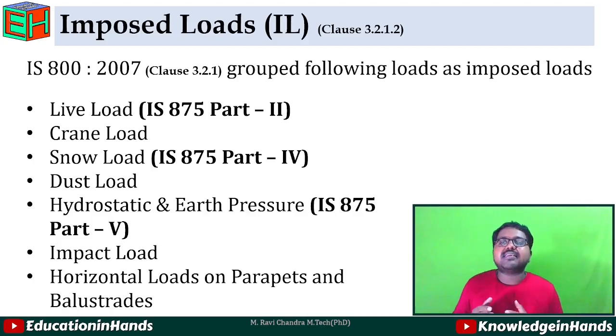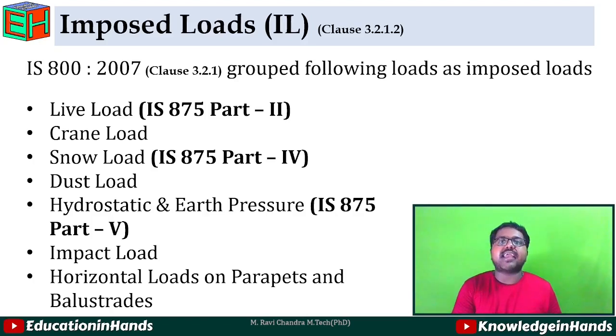So the first one is live load. Live load means, in a building, the furniture and the habitants living there all come under live loads. Whereas in a bridge, the vehicles passing through the bridge come as live load. All the live loads and their considerations are given in IS 875 part 2. The next one is crane load.